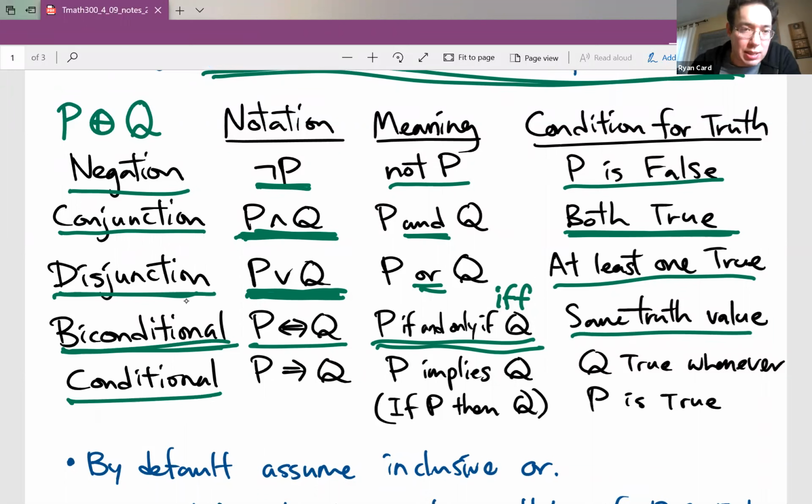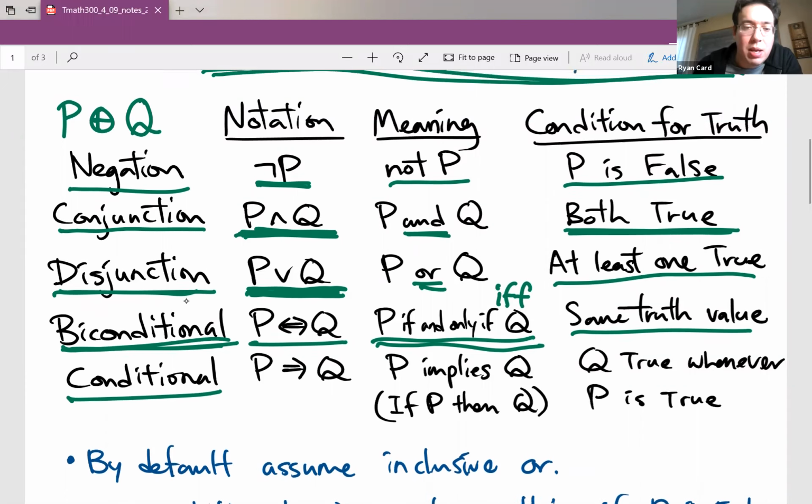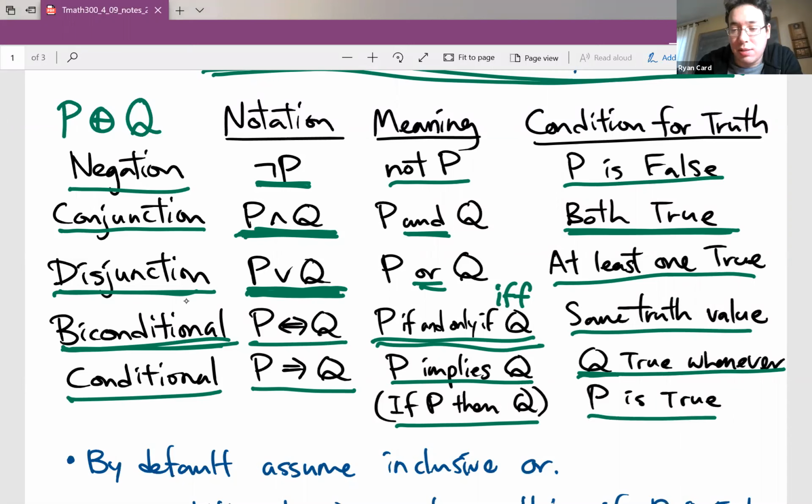And I think the trickiest connective here is what's called conditional, sometimes called implication. So if you have two statements P and Q, and you write P arrow headed towards Q, this means P implies Q. Or another way to say the exact same thing would be if P, then Q. Okay. This thing is true if Q is true whenever P is true.